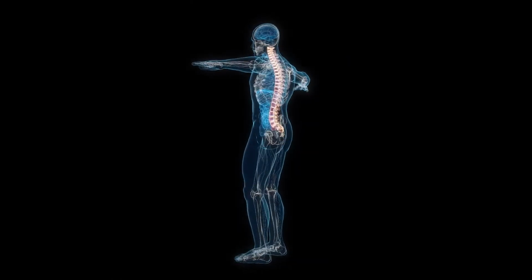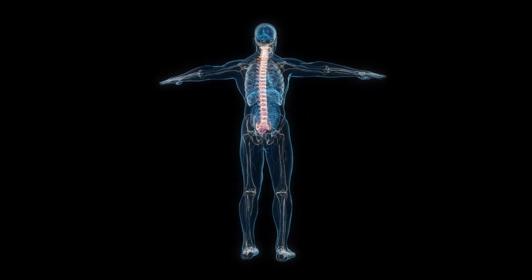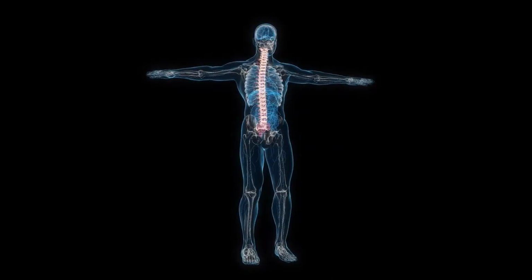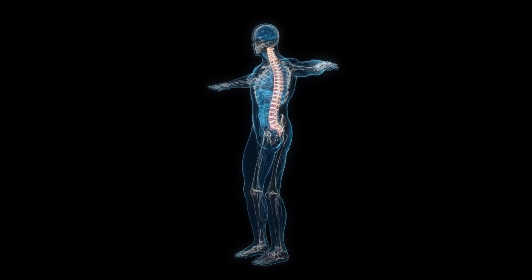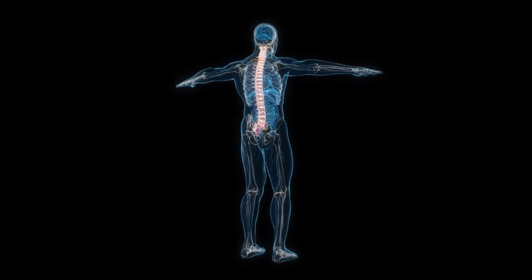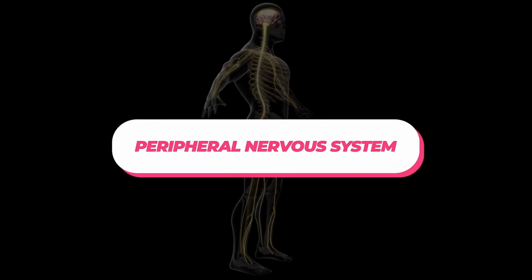The spinal cord is made up of nerve cells, neurons, and supportive cells, glial cells. The neurons are responsible for carrying messages to and from the brain, while the glial cells provide support and protection for the neurons.